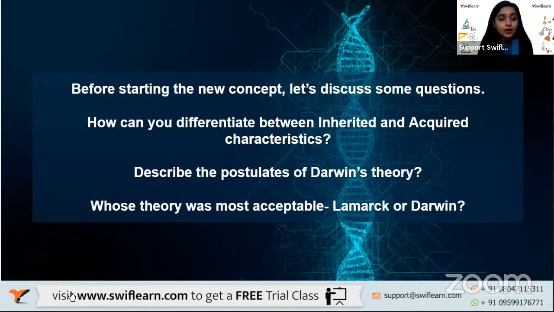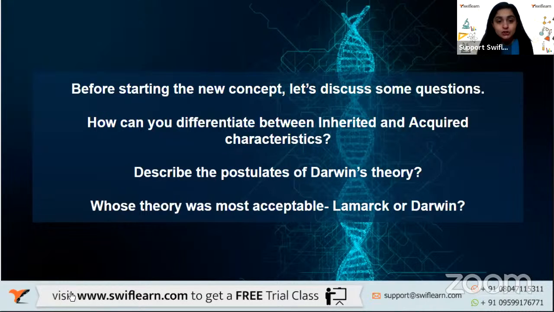What will be the acquired traits? Building up a muscular body, or knowing some skills. Maybe you're good at speaking, or maybe you're good at archery, or maybe you're good at shooting. These are the skills that you develop in your lifetime. They are not inherited, or they are not coming to you from your previous generations.